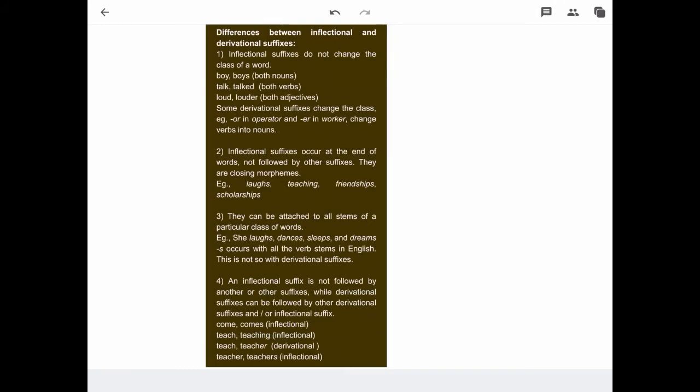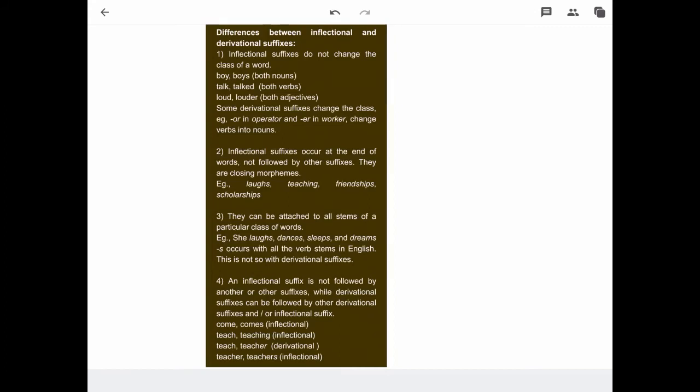An inflectional suffix is not followed by another suffix, while derivational suffixes can be followed by other derivational suffixes or inflectional suffixes. As we said in the second point, an inflectional suffix is not followed by another suffix. For example, come, comes. That's the end of it. You can't add any other suffix to it. So that is an inflectional suffix.